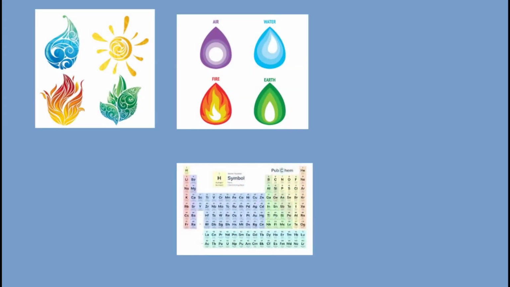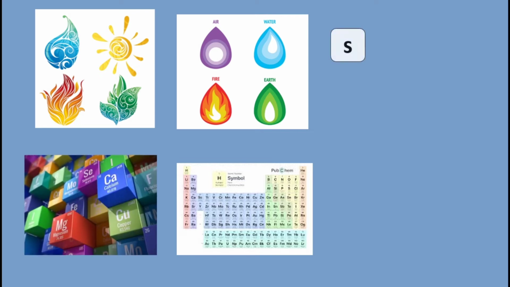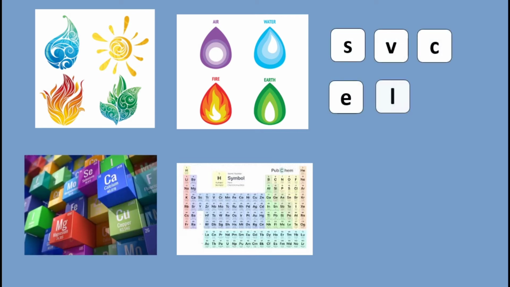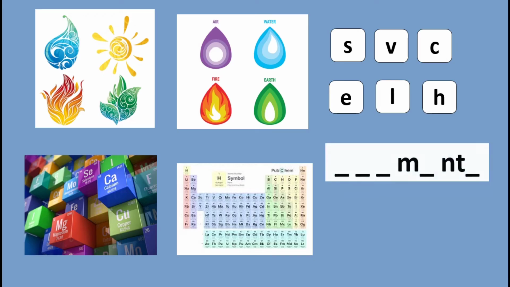I have here 4 pictures. Can you tell me what word can we derive using these given clues? If your answer is the word elements, then you are correct. We know that in chemistry, element pertains to different substances. But in English literature, the word element means parts or components.